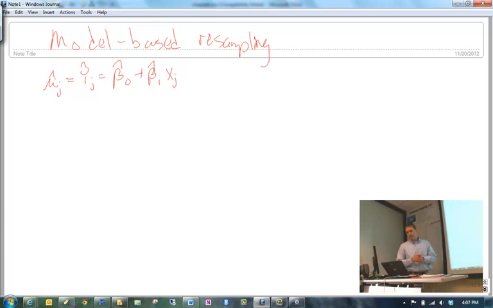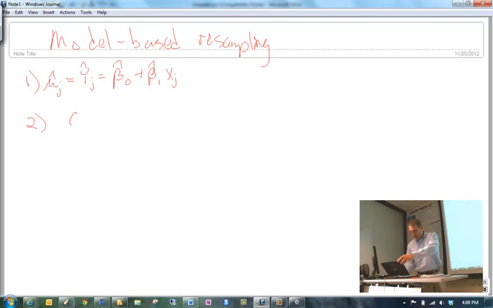So y hat, or what our book likes to call instead mu hat, is equal to beta hat 0 plus beta hat 1 times x. So just estimate your model. Let's call that step 1. In step 2, we need to form some kind of residuals.